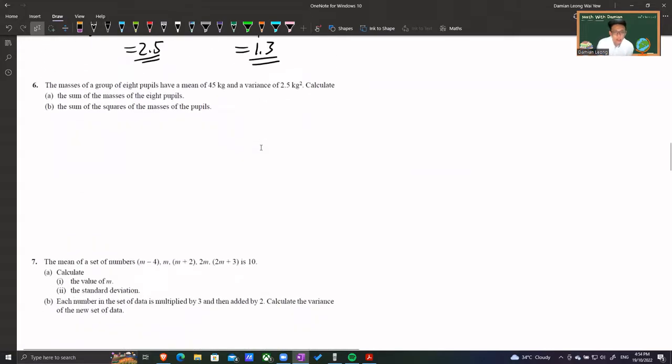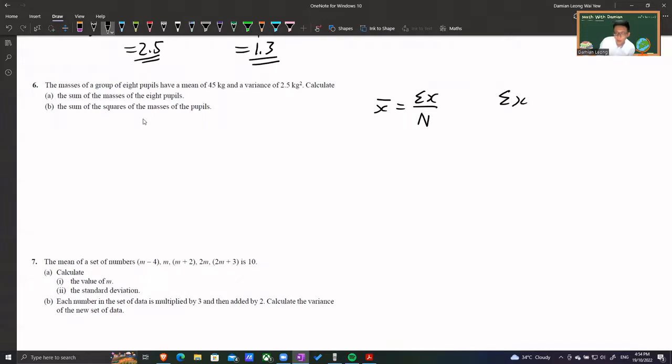Now we look at question 6. Masses of a group of 8 pupils have mean of 45 kg and variance of 2.5 kg. I want to calculate the sum of mass of the 8 pupils. Sum of mass means sum of x. So for sum of x, I use the mean formula, because mean is sum of x over n. As long as you have n and the mean, I can find sum of x.